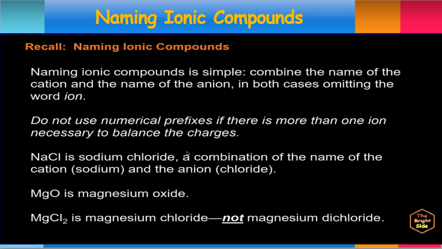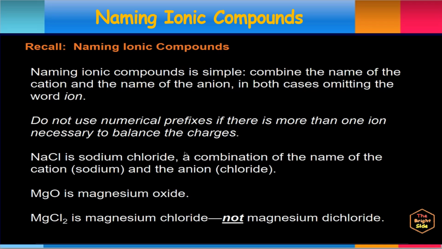Now, when we name ionic compounds, it's actually really simple. So first we name the cation, then we name the anion, and then we put the two of them together, and we leave off those words ion for each one of those. We don't need numerical prefixes if there's more than one ion necessary to balance the charges. Basically, we can get that because we know that those charges have to balance, so we don't need to tell people how many of each ion there is.